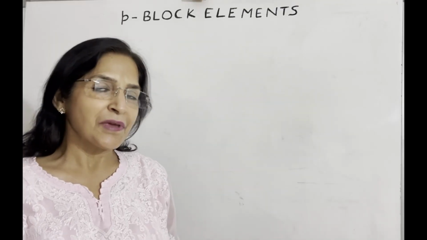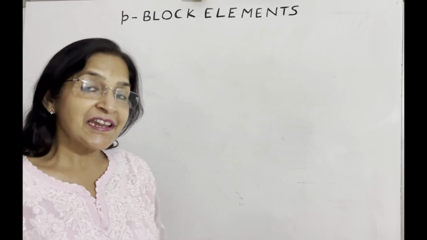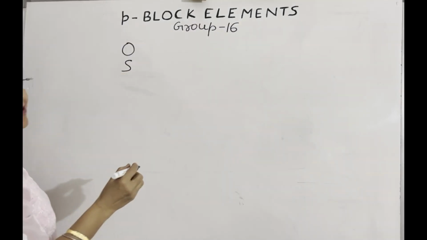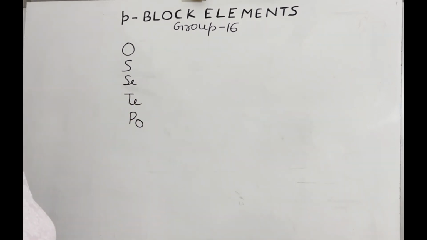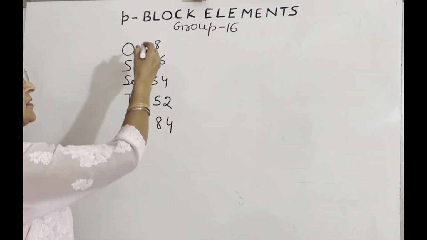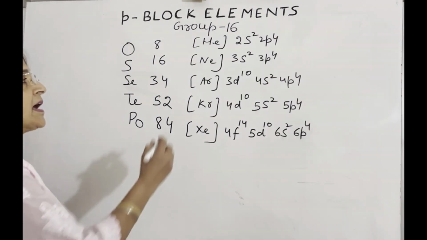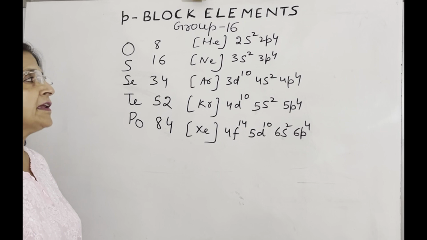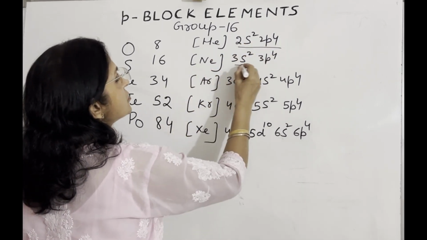Students, today in p-block elements we will study group 16 elements. Group 16 elements are oxygen, sulfur, selenium, tellurium and polonium. These are the atomic numbers of these elements. Now the electronic configuration of these elements. These are the electronic configurations, and in each case there are 6 electrons in the outermost shell.